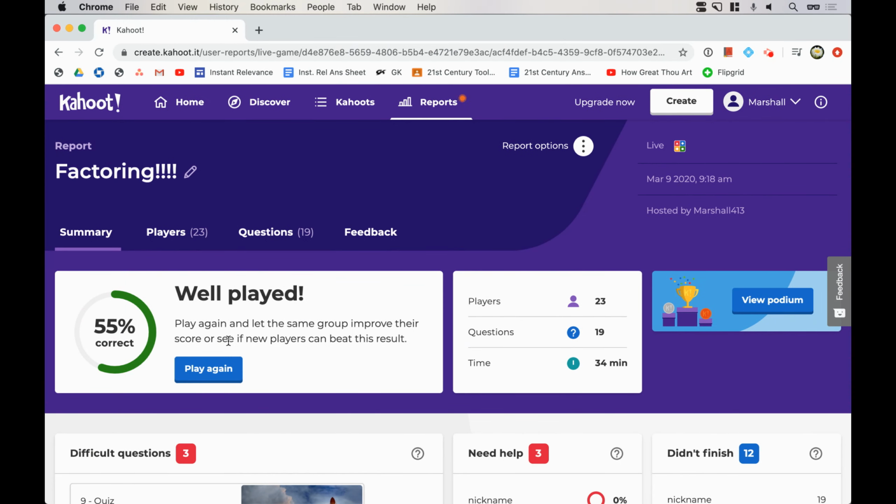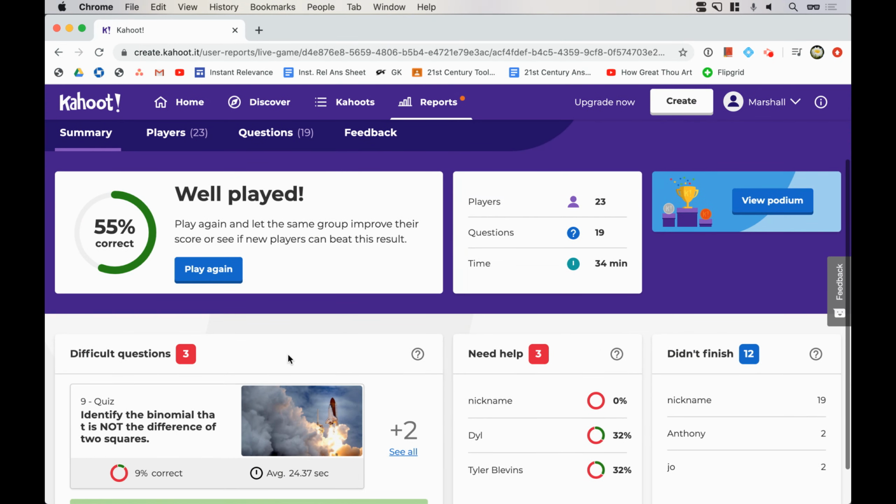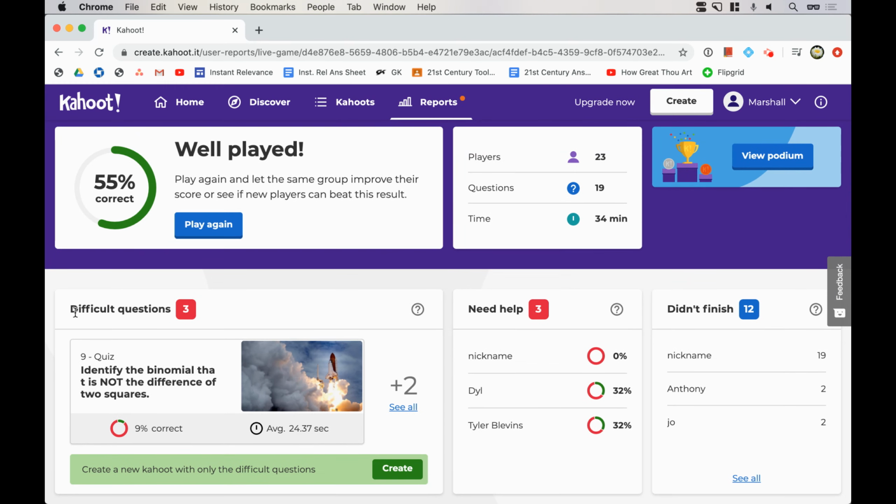At the end of the game, the teacher could use this very helpful summary page. Kahoot gives you the option to play this exact Kahoot game again after you've provided some intervention, and hopefully your class can improve your scores. Kahoot helps you provide that intervention by telling you which questions your class had difficulty on. For this particular game, my class had difficulty on 3 questions, such as number 9. Only 9% of my class answered that question correctly.